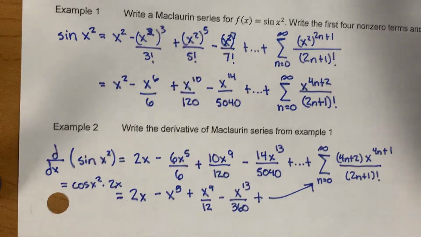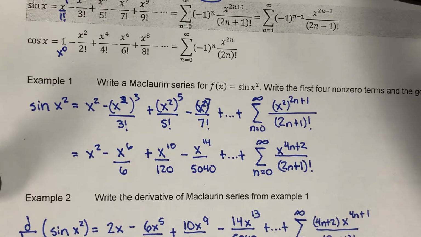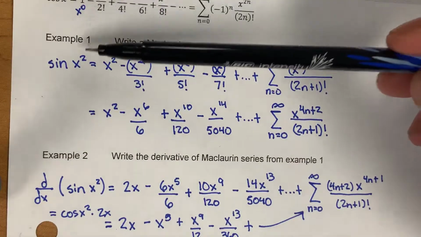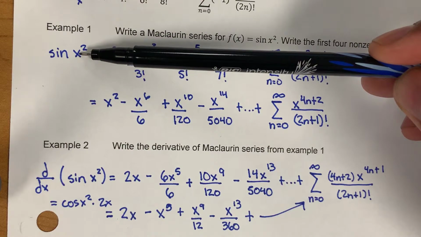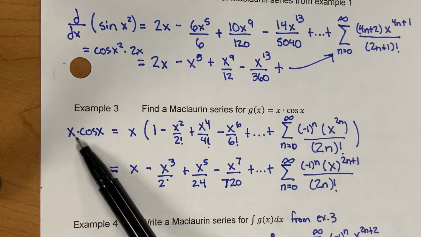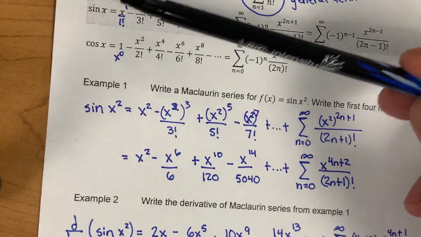All right, so guys, that concludes this video over expanding common Taylor series. Basically, all we do is take the expansion and substitute in, or in this case, multiply by the common expansion.